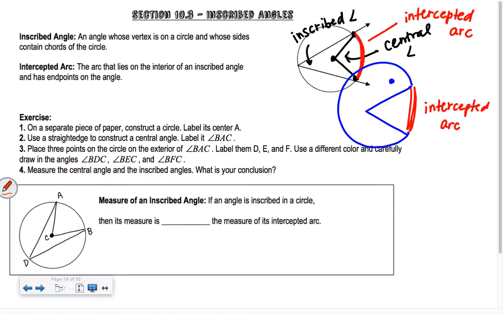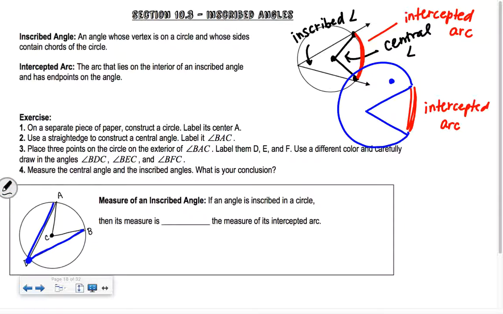Okay, so it says on a separate piece of paper, construct a circle. So we're not going to do this, but I just told you what it was. So it says if an angle is inscribed in a circle, so we have this angle that touches along the edge of a circle.